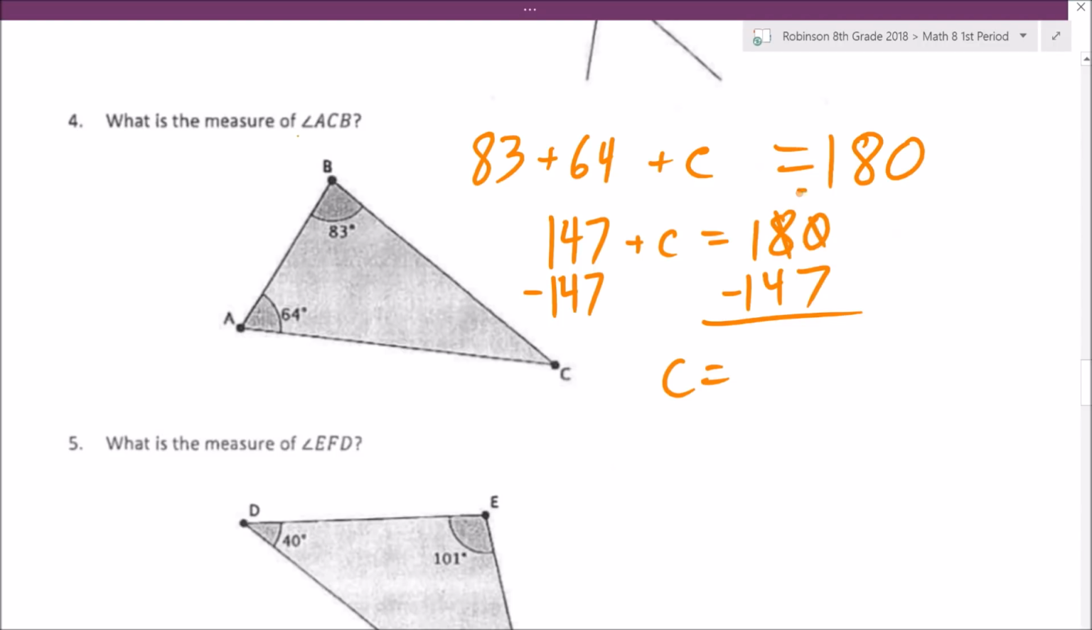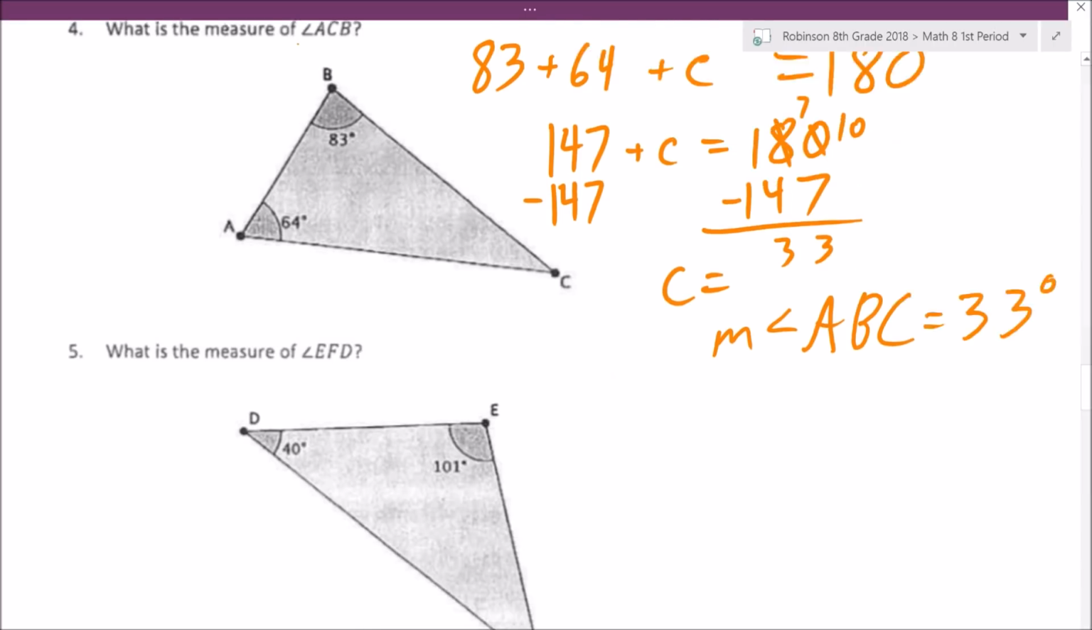We borrow a 1. This becomes 10. 10 minus 7 is 3. 7 minus 4 is 3. 1 minus 1 is 0. So C is equal to 33 degrees. Okay, that's the measure of angle ACB. And we write that like this: M angle ACB equals 33 degrees. Okay, if you get that and you are ready to go, then go on ahead. You can always come back to this video and check your answers.